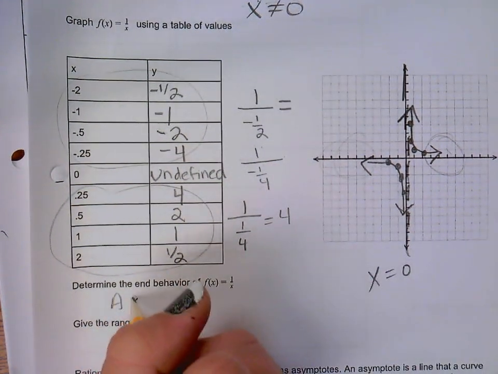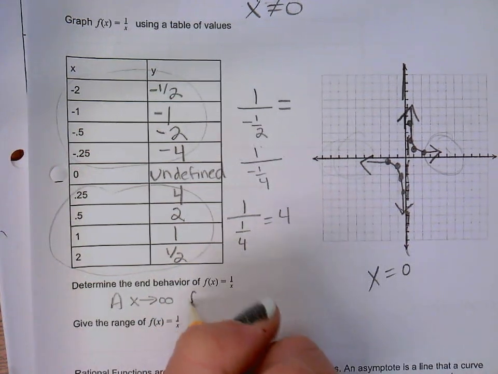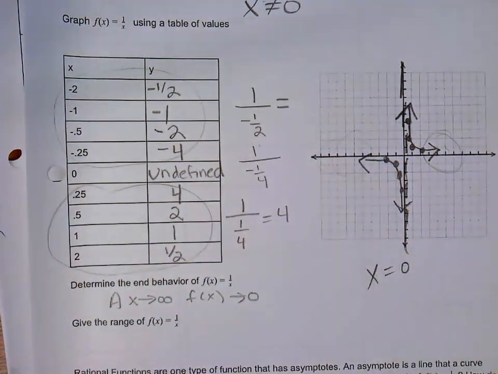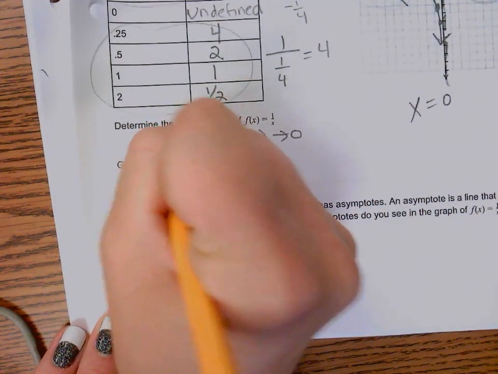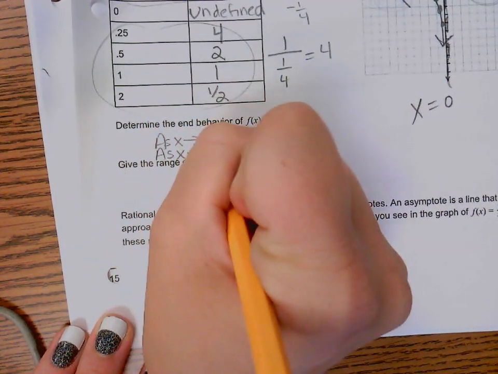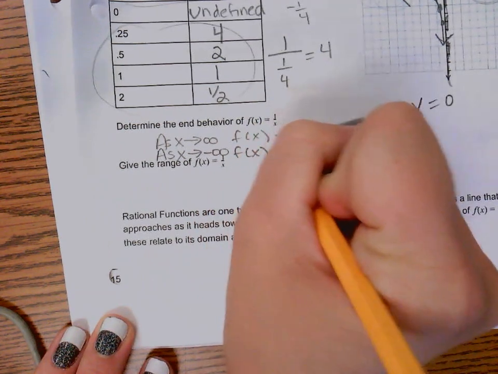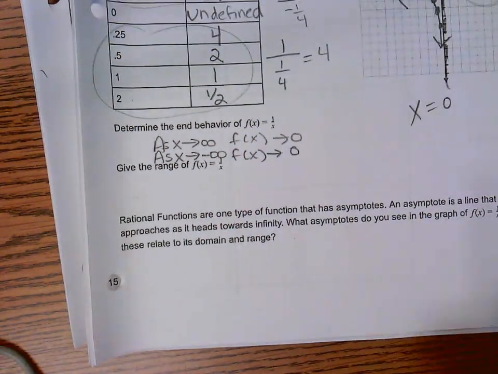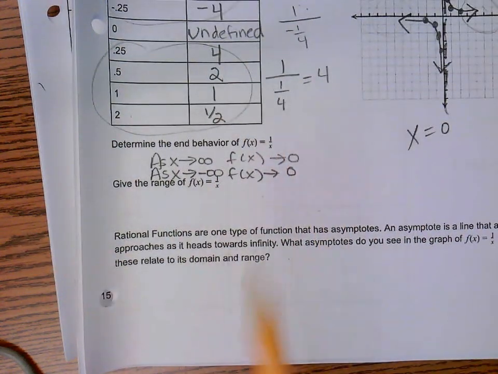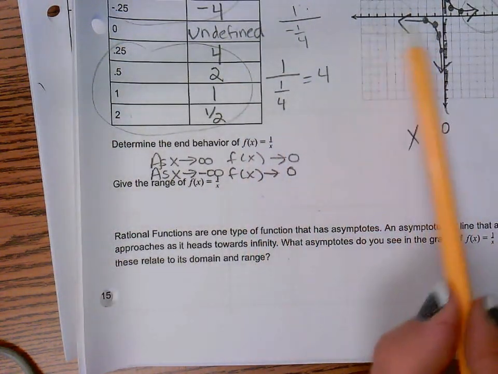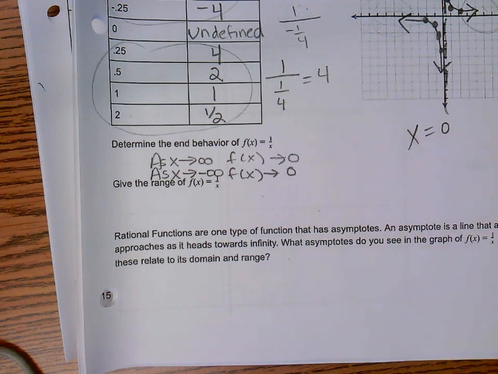As x approaches infinity, f of x gets closer to 0. And then as x gets closer to -infinity, f of x gets closer to 0. So our end behavior is, as x goes towards positive or negative infinity on the graph, the function itself is approaching that horizontal asymptote at 0. What's the range of the function? So what are all the allowable y values?